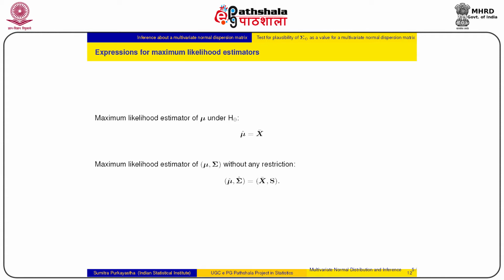And when we don't have any restriction over either mu or sigma, then the maximum likelihood estimator of mu comma sigma without any restriction is x bar comma S, that is, the sample mean vector and sample dispersion matrix.